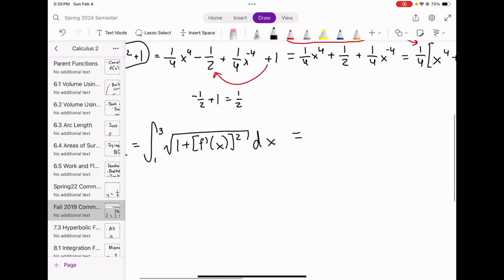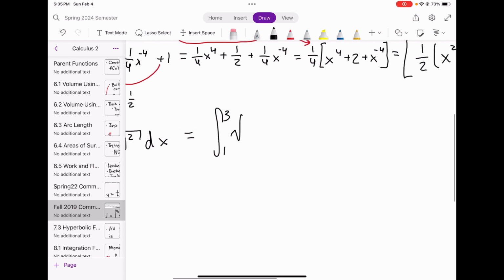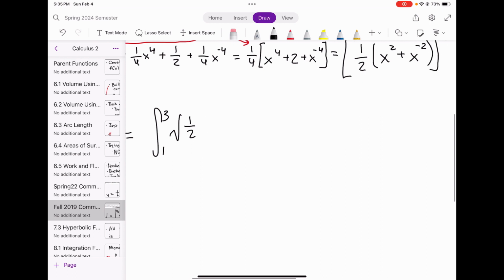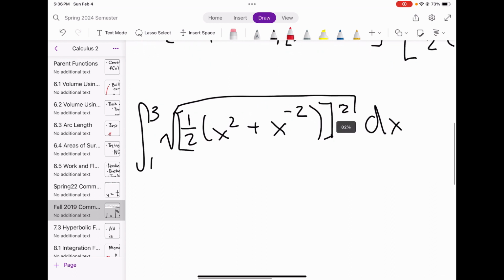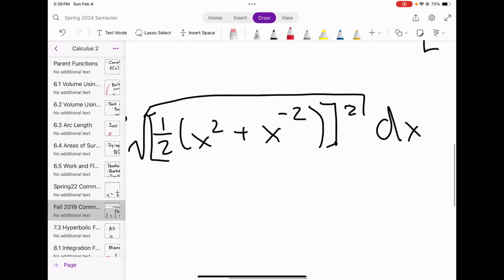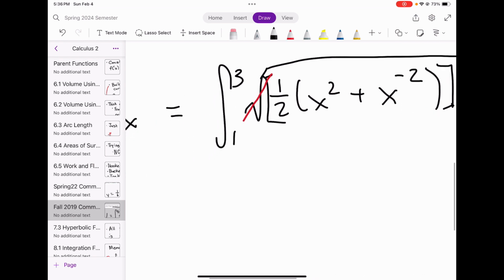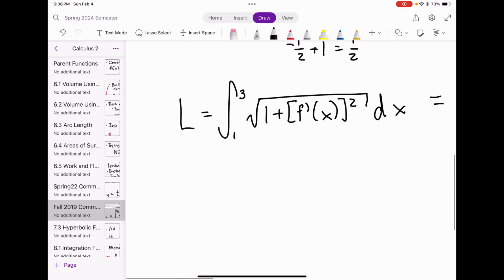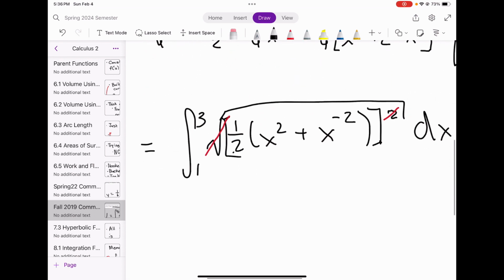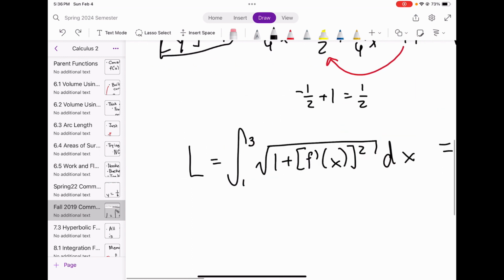So let's rewrite this, which is equal to the integral from 1 to 3 of the square root of 1/2 x squared plus x to the negative 2 power, all of this being squared, and under the square root dx. And what that will do is that this square root will cancel out with this squared, leaving us with literally just the original equation. Well, not the original equation, but this value underneath without any exponent.